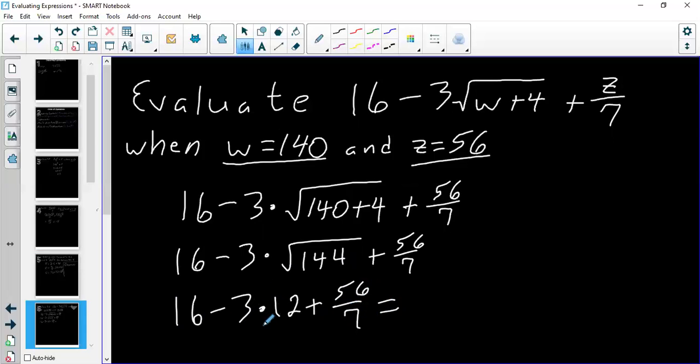So now I have a multiplication, subtraction, addition, division. Well, multiply and divide has to happen before add and subtract, assuming there's no grouping symbols. So I've got to do my multiplication and then my division. So I'm going to have 16 minus 3 times 12 plus, after I do my multiplication, I can do my division, 56 divided by 7.